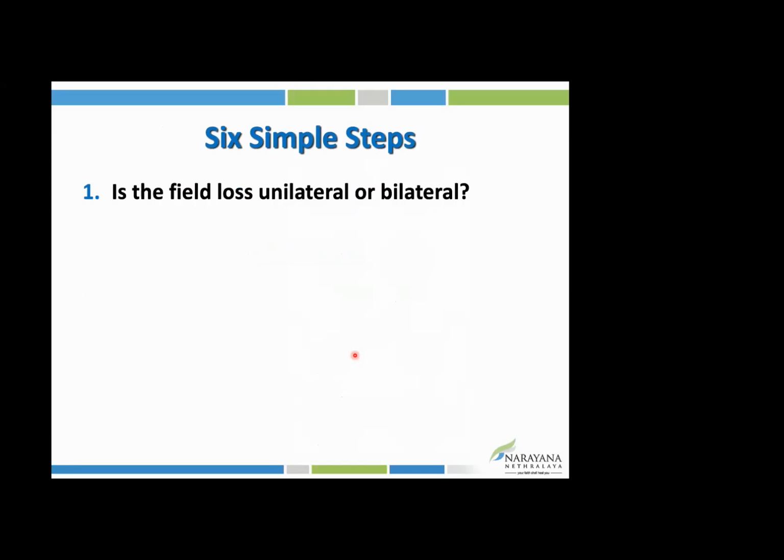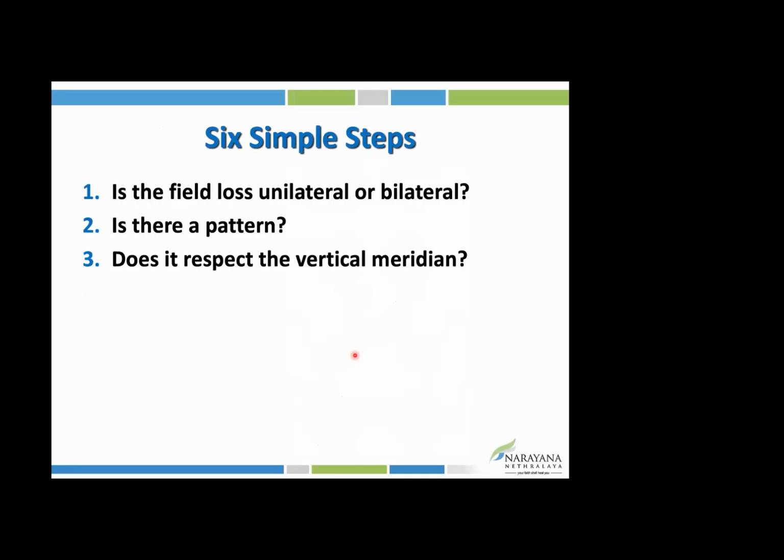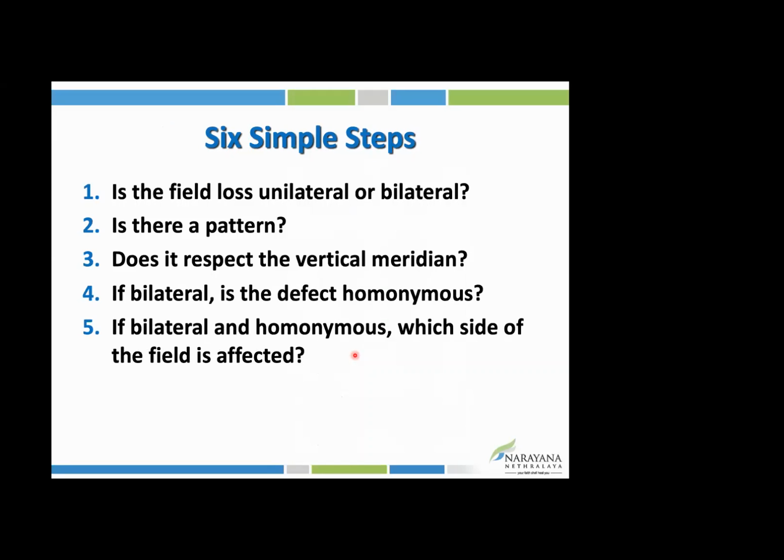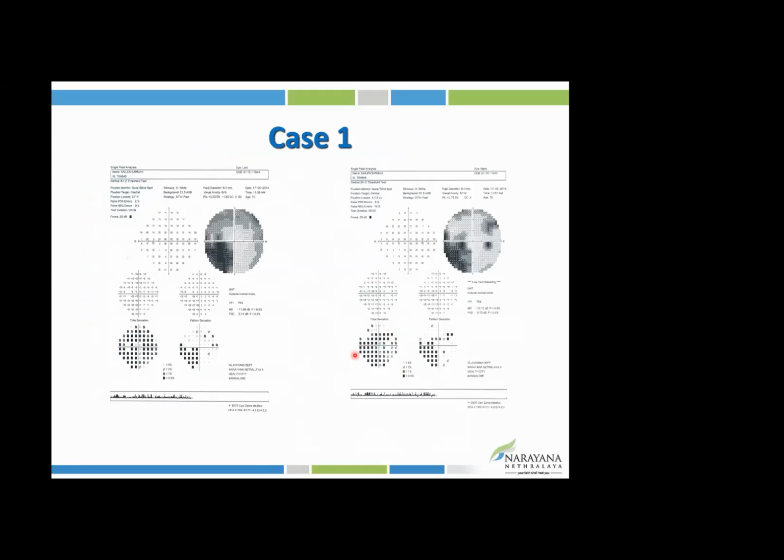Let us move on with some interesting cases. And as I go on, I would like all the participants to try to apply the same questions and see if they can reach the same diagnosis. Again, 6 important steps. Is the field loss unilateral or bilateral? What is the pattern? Does it respect the vertical meridian? If bilateral, is the defect homonymous? And which side is involved? And finally, the congruity. So let's look at this. This is case 1. We know this is bilateral.